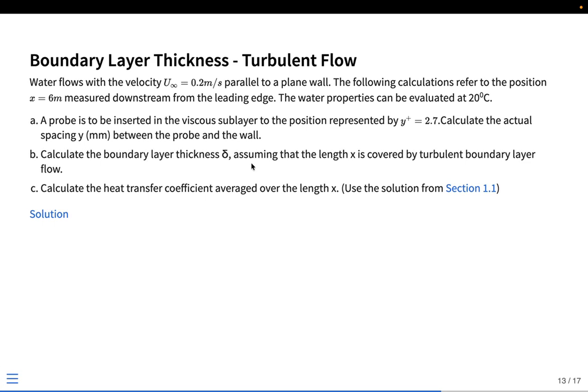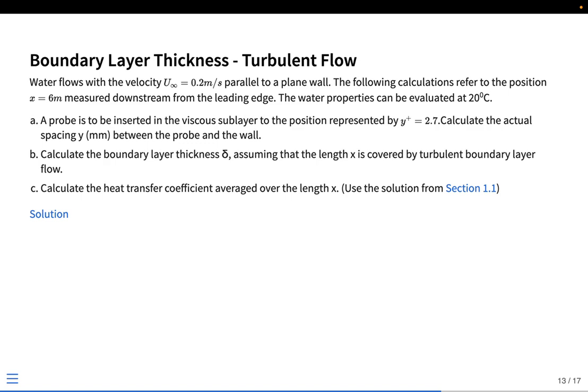Water flows with a given velocity parallel to a plane wall. The following calculations refer to the position at x equal to 6, measured downstream from the leading edge. The water properties can be evaluated at 20 Celsius. A probe is to be inserted in the viscous sublayer to the position represented by y plus equal to 2.7.